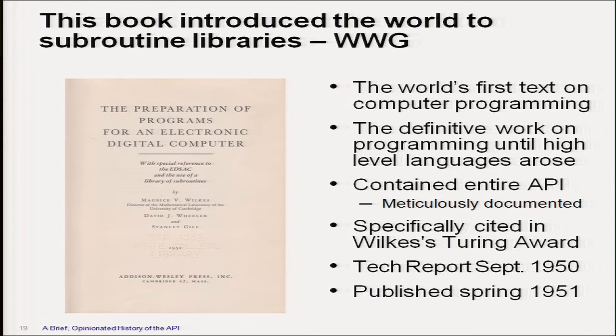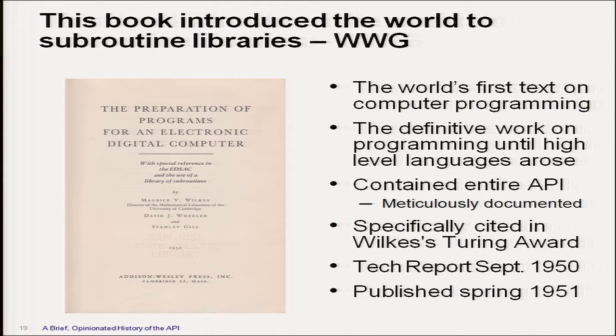So basically, throughout the 50s, this was it. This was the book that described programming. It contained the entire library API, meticulously documented, down to how many instructions this takes, how long it takes. They had multiple versions of the same routine that were optimized either for space or time and told you when to use which. It's all in there.